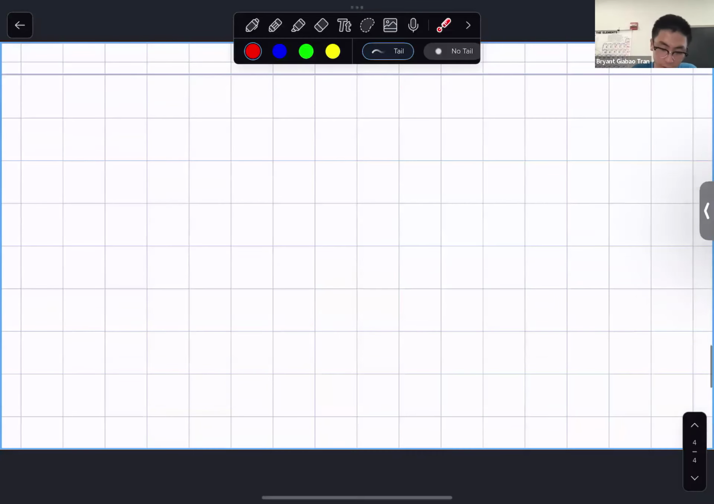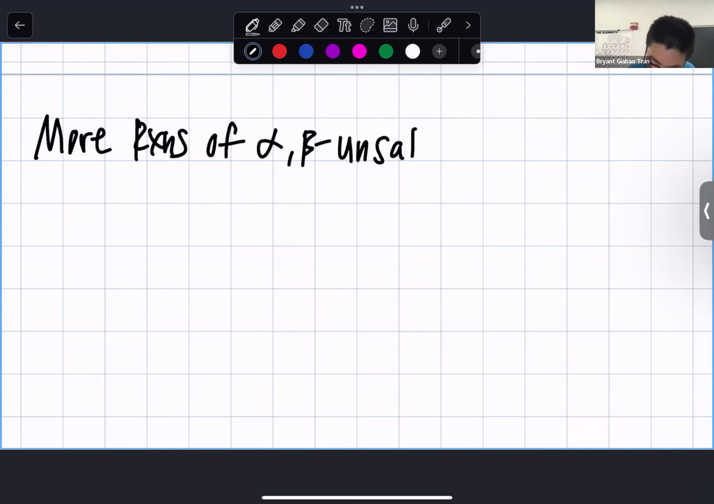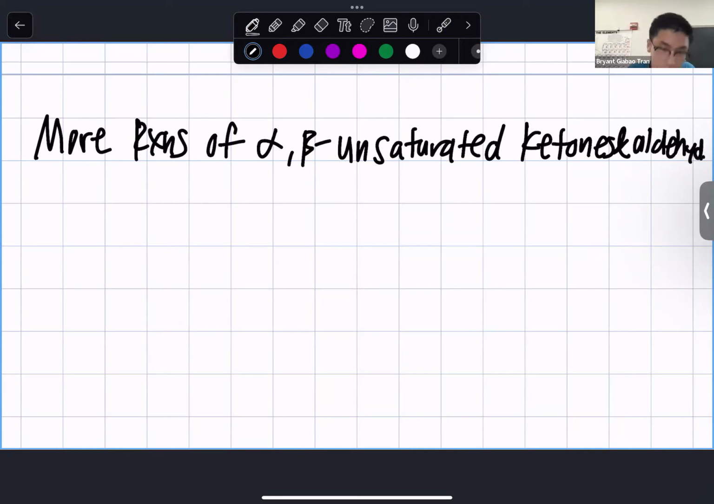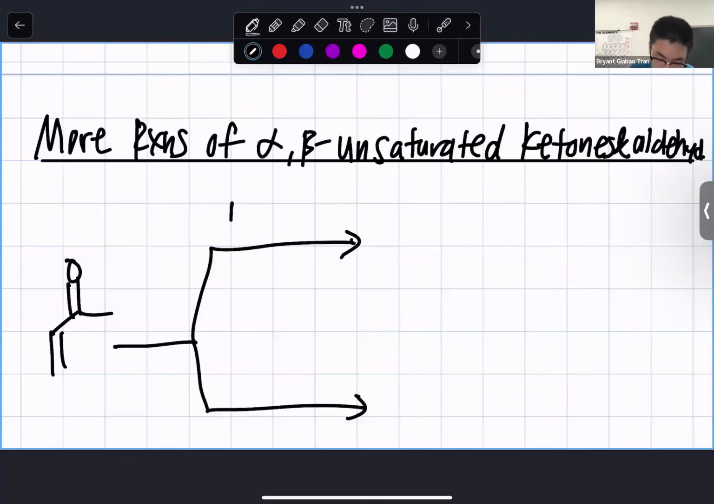So let's look at more reactions of the alpha, beta, unsaturated ketones and aldehydes. Or an enone. So let's draw a simple enone here and then do different reactions.